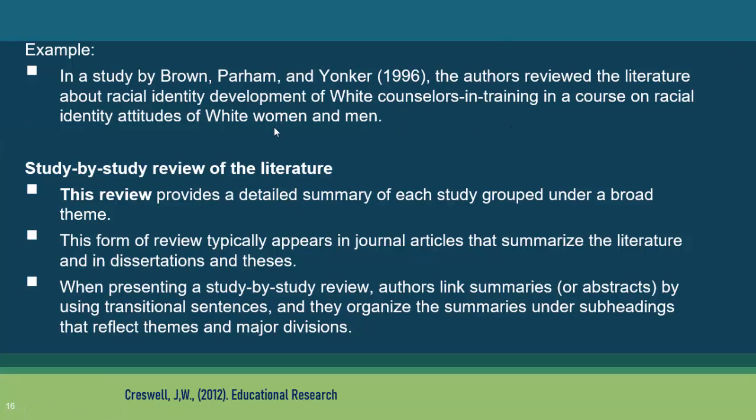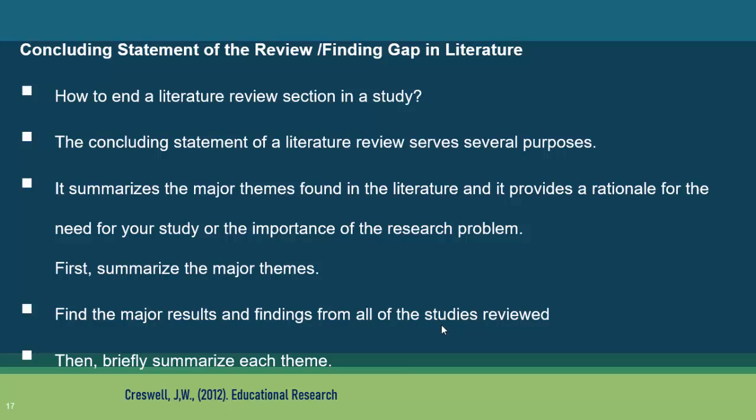Study by study review of the literature. This review provides a detailed summary of each study grouped under a broad theme. This form of review typically appears in journal articles that summarize the literature, and in dissertation and thesis. When presenting a study-by-study review, the authors link summaries by using transition sentences, and they organize the summaries under subheadings that reflect major themes.